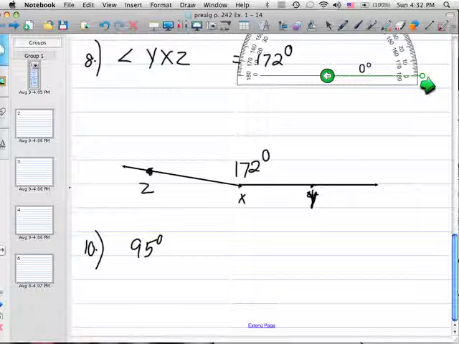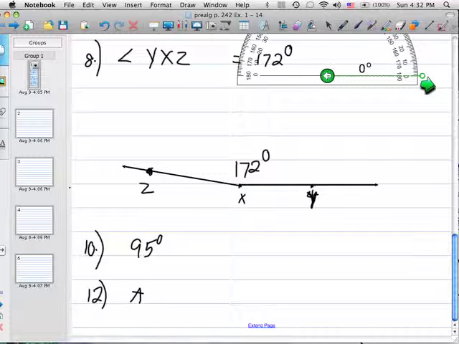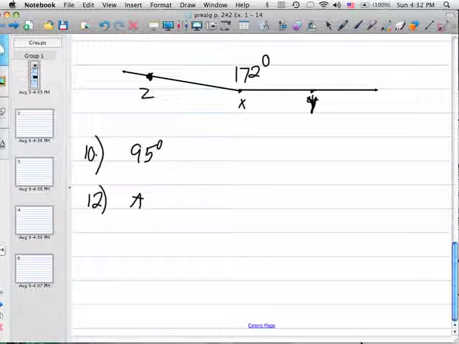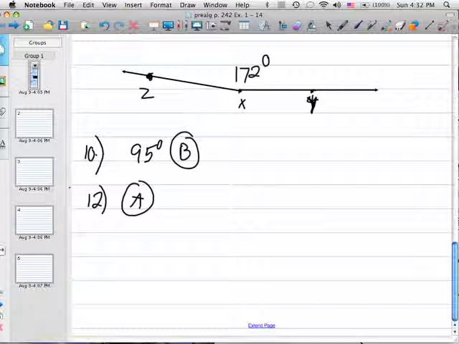And number 12 is small. A little bit bigger than 30. So I would say it's going to be letter A, about 40 degrees. You might want to take your protractor and get a good estimate of it.